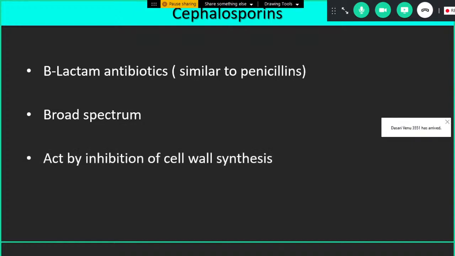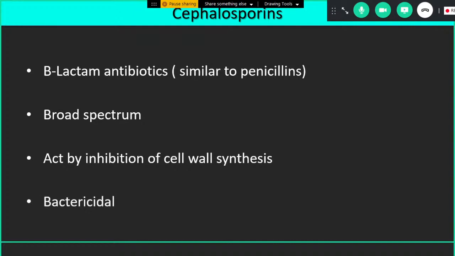Then, as with the penicillins, these also cause inhibition of cell wall synthesis. You know that the cell wall is an important part in regulating osmosis between the cell and the environment. Therefore, when they disturb the cell wall synthesis, there is a chance that the cell might die because of the disruption of this osmosis.